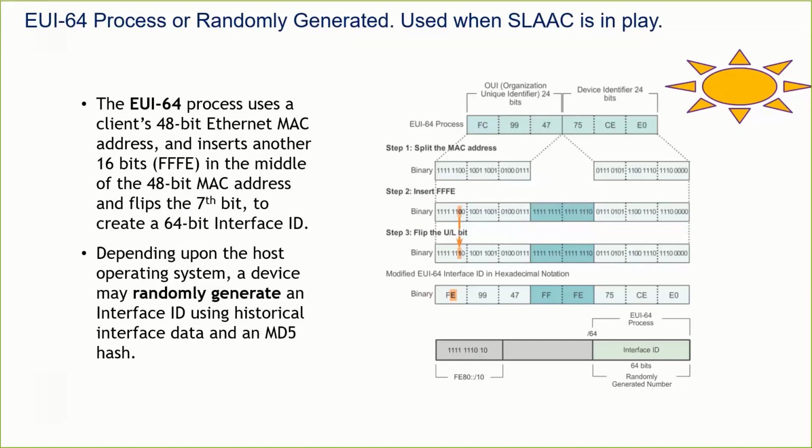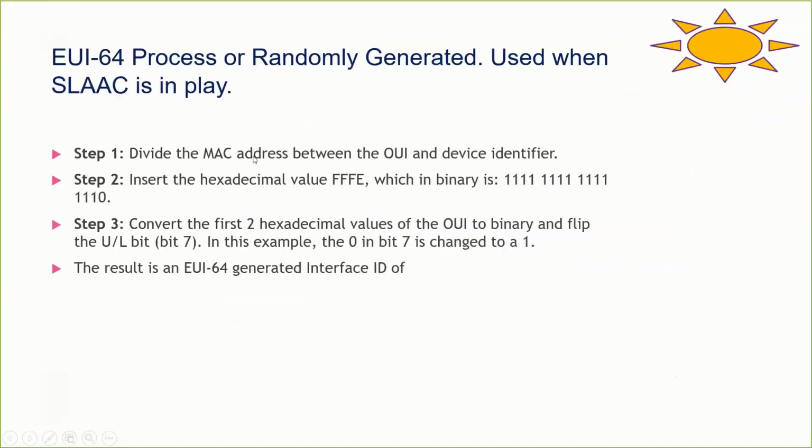So it's a security problem, okay? We happen to turn it off on our campus. We don't run EUI64. Now, I've turned it on some of our devices so that we can see it, but we actually leave it turned off. Step one is you divide the MAC address in half, right? Then you insert FFFE. Then you convert everything to binary and you figure out what your address is.